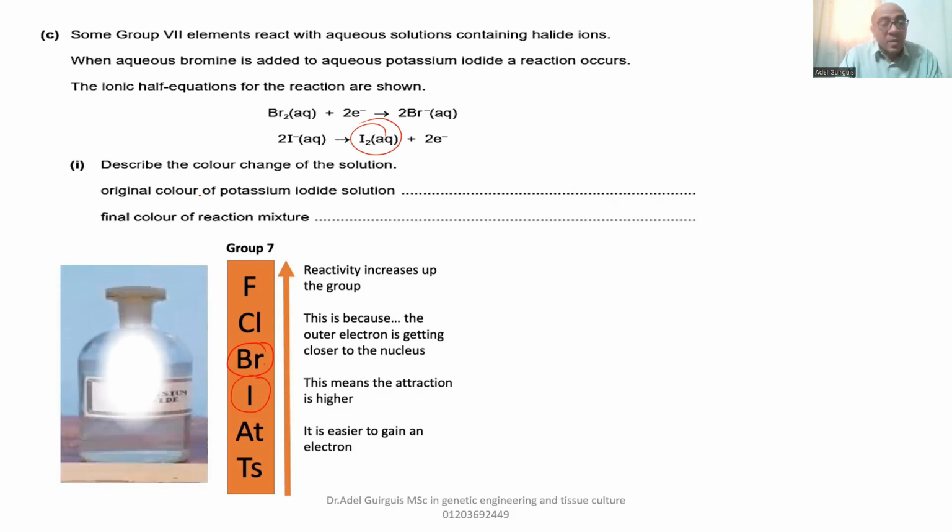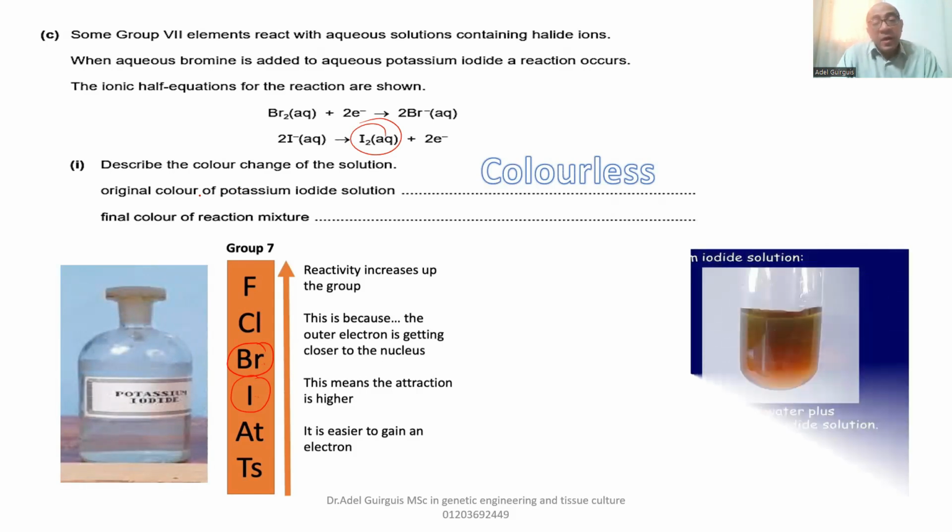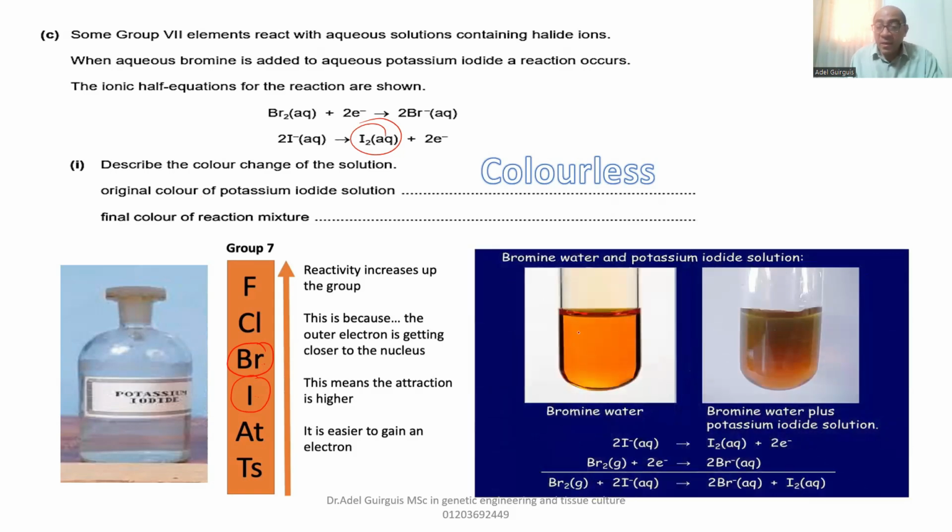Okay. Look, potassium iodide is colorless. So the answer here, colorless. All solutions of group 1 salt solutions are colorless. Okay. Final color of mixture, look, here, bromine water is added to potassium iodide. What's the color change here? It becomes what? Brown. Iodine as a brown solution. Okay. This explains the displacement reaction as mentioned before. It's okay?